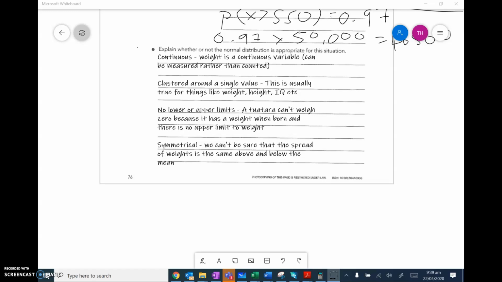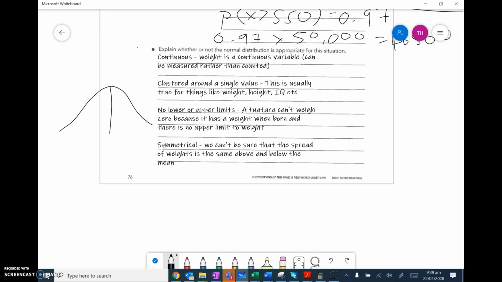It should be clustered around a single value. So this is usually true for things like weight, height, IQ, etc. There's a value that has the highest chance of happening, and then as it goes above or below that, the chance of being that height or weight or having that IQ gets lower. So we draw it. So this is the mean, and as you go further away, people get less and less likely to be really short and less and less likely to be really tall.